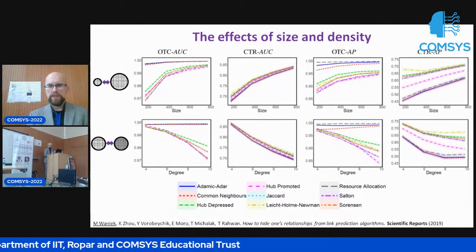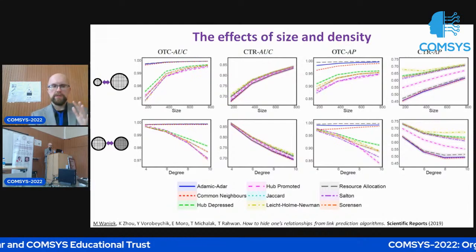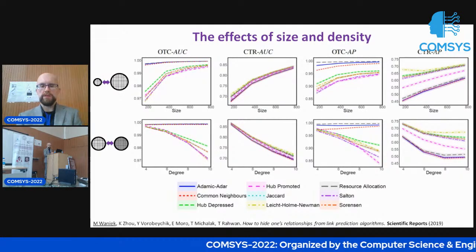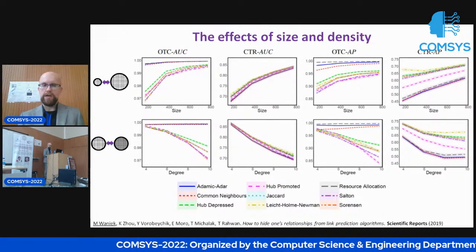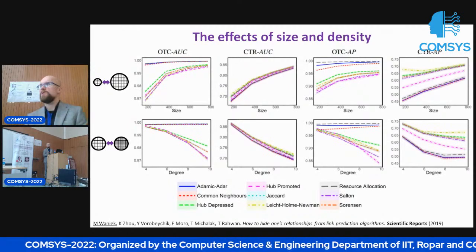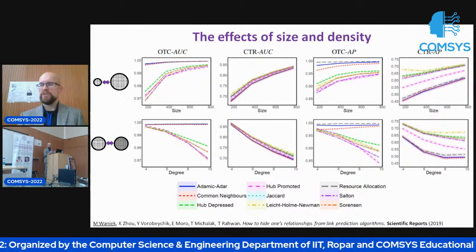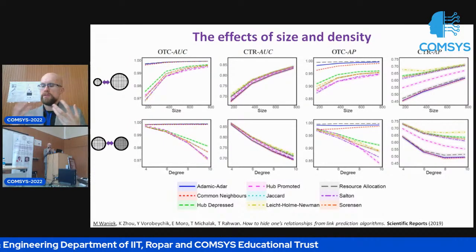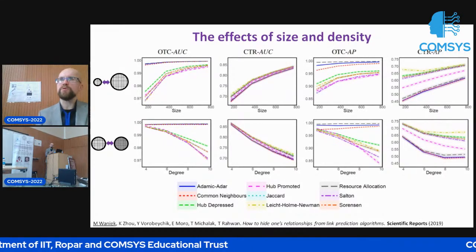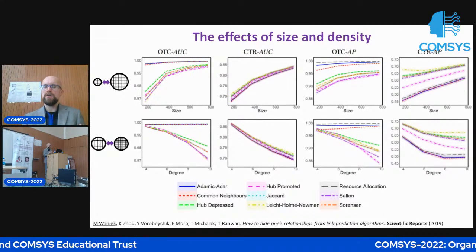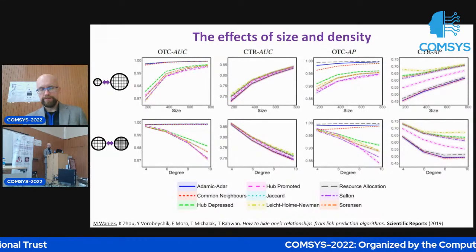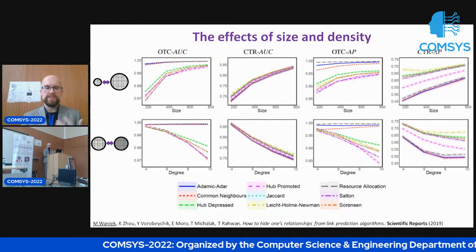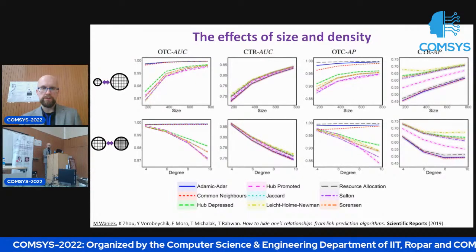So we can see that no matter whether it's the addition heuristic, the OTC, or the removal heuristic, the CTR, it is easier to hide in small and dense networks, which from the perspective of a potential invader is a bit unfortunate, because in our life today, most of the networks that we are part of are usually large and sparse. So it's a bit unfortunate. However, the simulations show that it's easier to hide in small and dense networks.